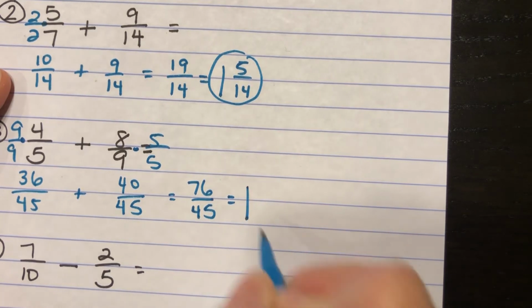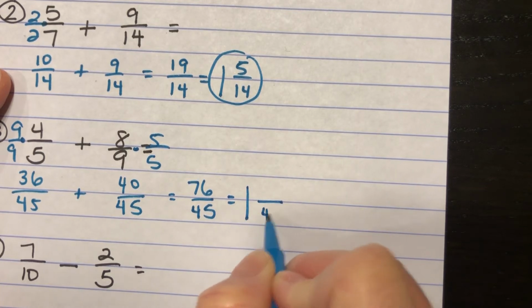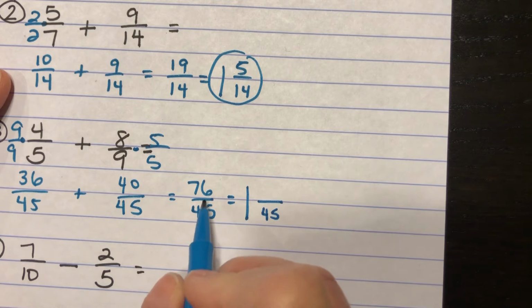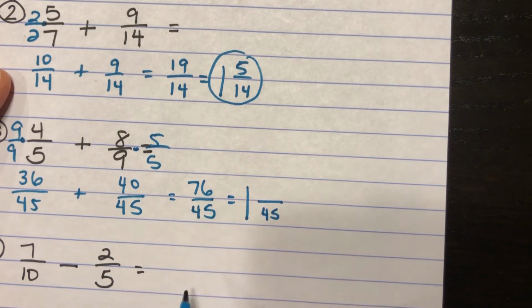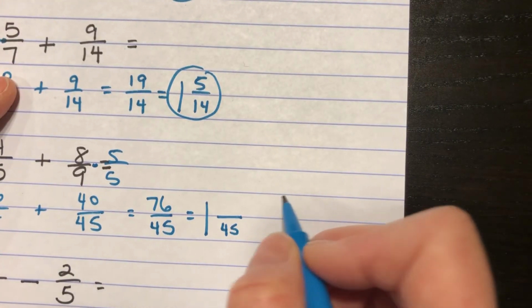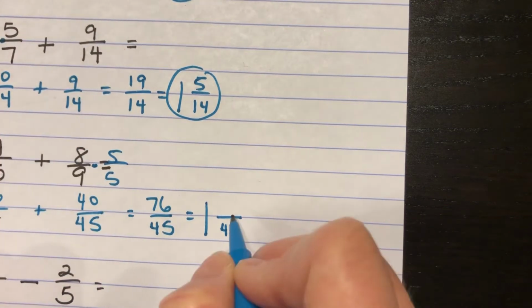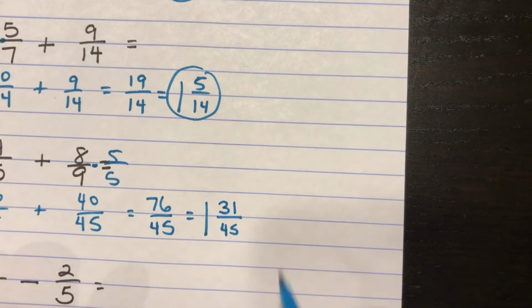I can fit 1. Now, in order to figure out what goes on top, because we already know the bottom's 45, I have to ask myself, okay, if I have 45/45, how much does it take to get from 45 to 76? So you would have to subtract. Now, maybe you just want 45, 55, 65, 75. Okay, so that takes 3 10s and then one more 1.